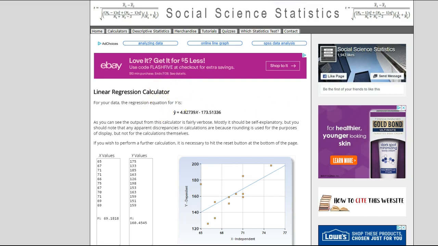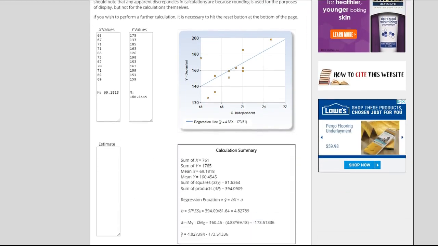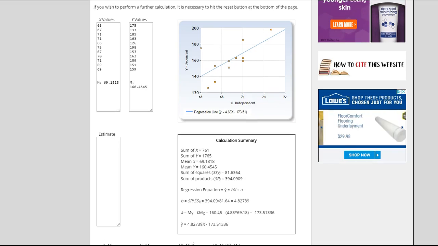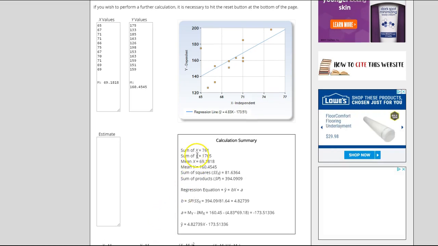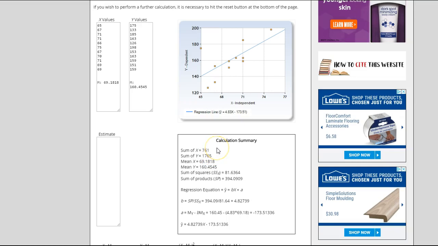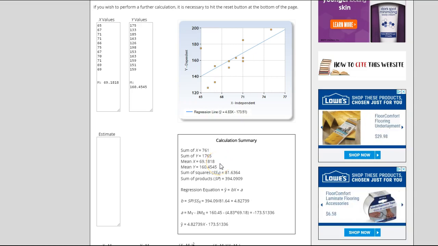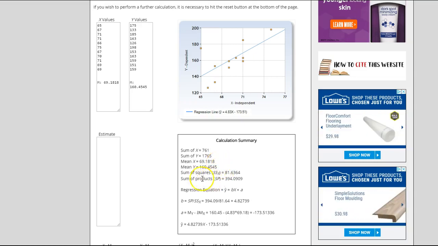And in fact, the cool part about this is it does give us some summary here. Our sum of our x's is 761. Our sum of our y's is 1765. The mean is given for our x. Mean is given for the y's. Our sum of our squares and a sum of the products.